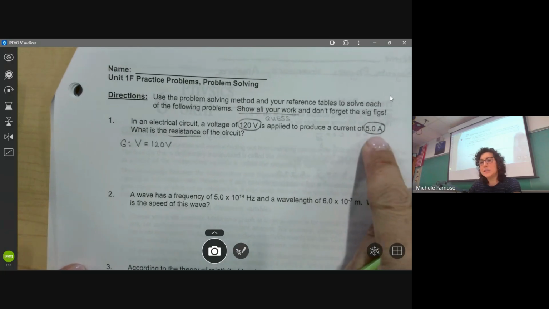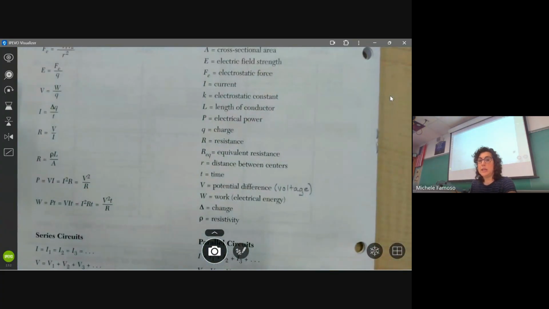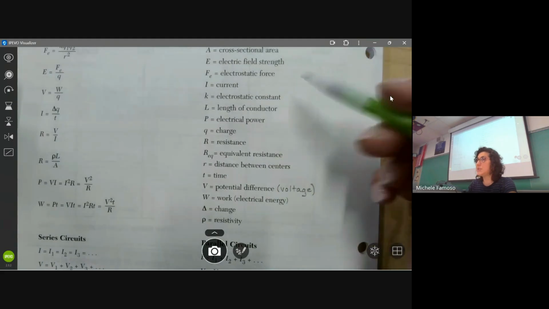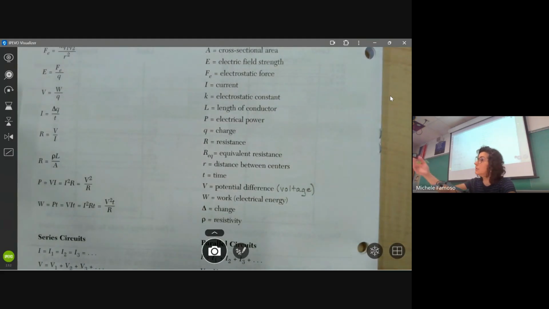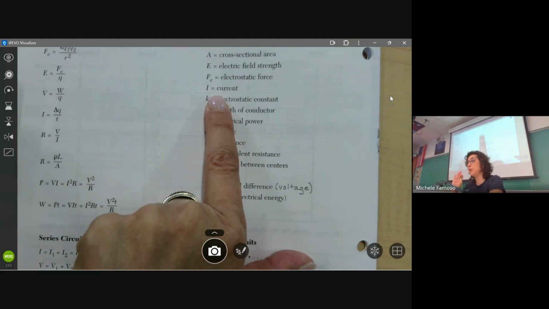All right, what is this a measurement of? The 5.0 capital A's. It says that is a current. Okay, so same thing. Go back to your reference table. What letter do we use to stand for a current? Yeah, capital I.